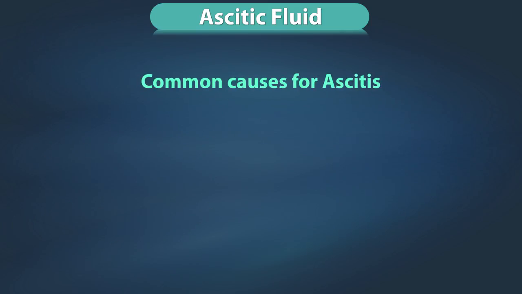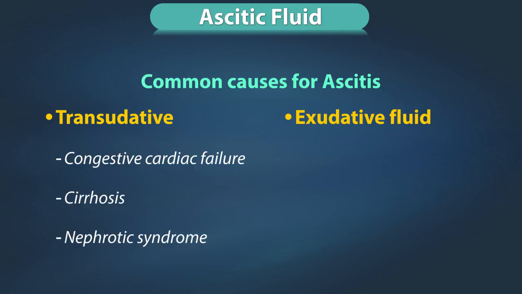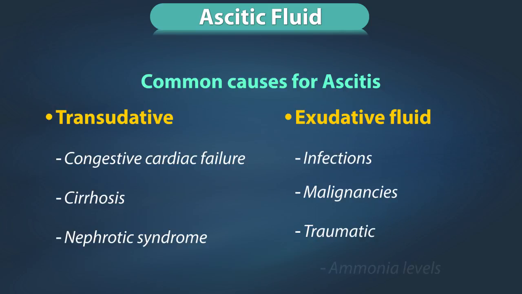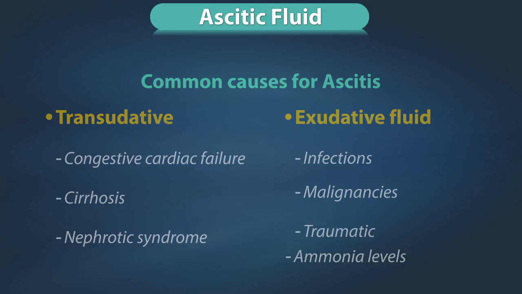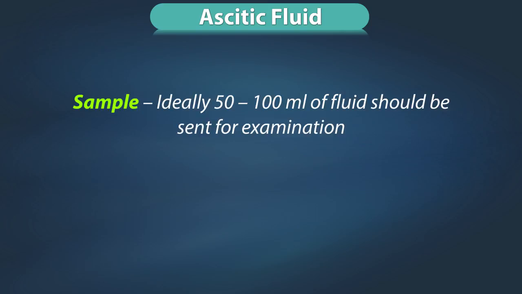Some common causes of ascites are: transudative ascites, as seen in congestive cardiac failure, cirrhosis, and nephrotic syndrome; and exudative ascites, seen in infections, malignancies, trauma, or pancreatitis. The classification into transudates and exudates is not well defined for ascitic fluid. Sample: ideally, 50 to 100 ml of fluid should be sent for examination.